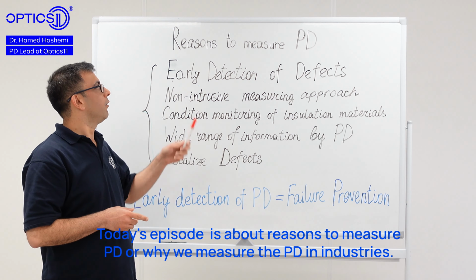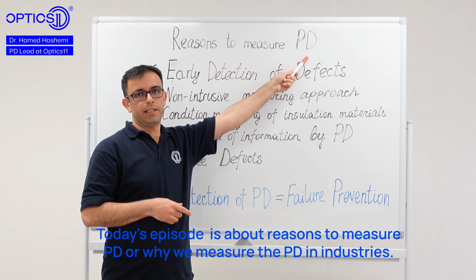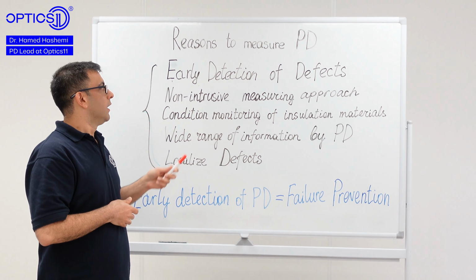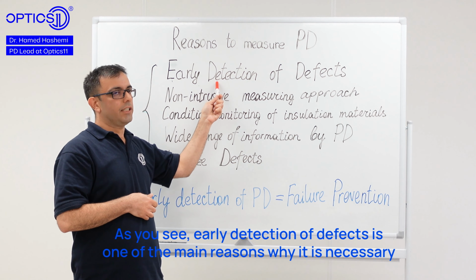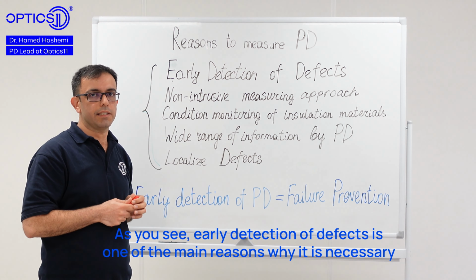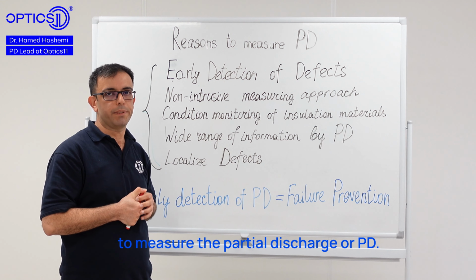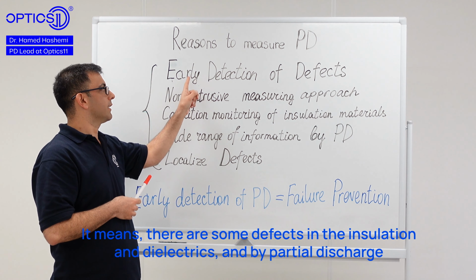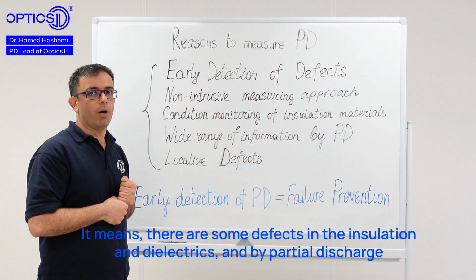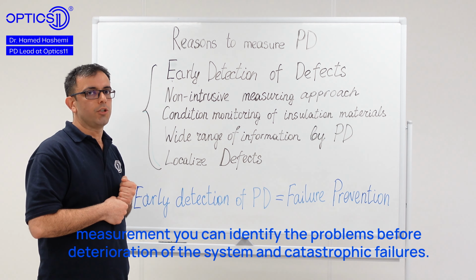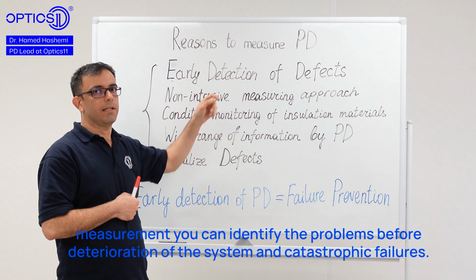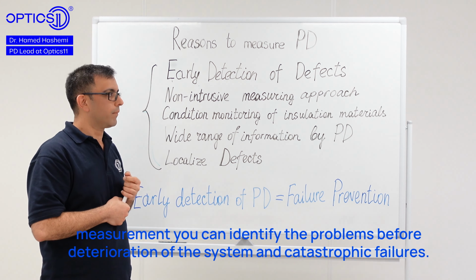Today's episode is about reasons to measure PD, or why we measure PD in industries. As you see, early detection of defects is one of the main reasons it is necessary to measure partial discharge, or PD. It means there are some defects in the insulations and dielectrics, and by partial discharge measurement you can identify the problems before deterioration of the system and catastrophic failures.